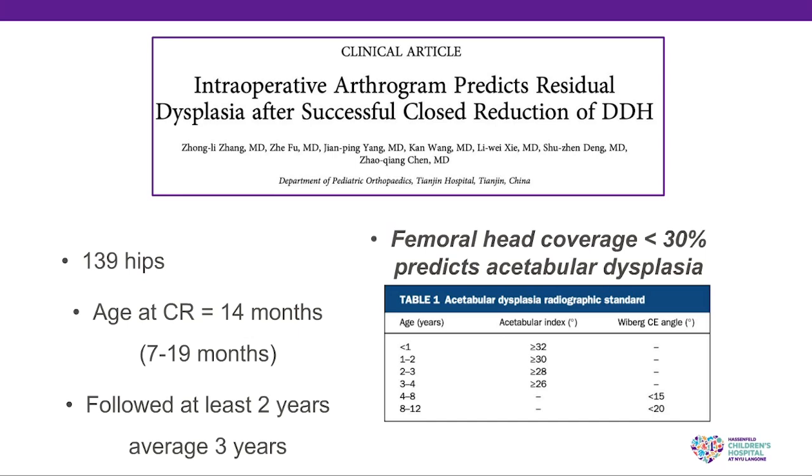So when you looked at a group of 139 hips that actually were a little bit, I think, older at closed reduction, this was done at an average age of 14 months, and using very standard thresholds for what we accept in terms of acetabular dysplasia measurements, we found that if that femoral head was covered less than 30% at the time of the closed reduction, that was predictive that later on you were going to need to go on and do that pelvic osteotomy.